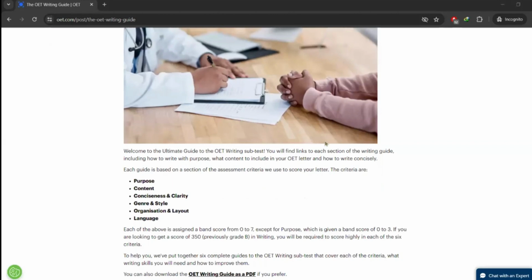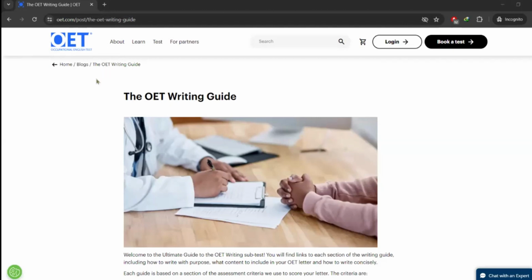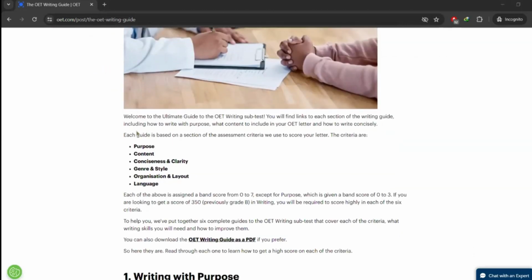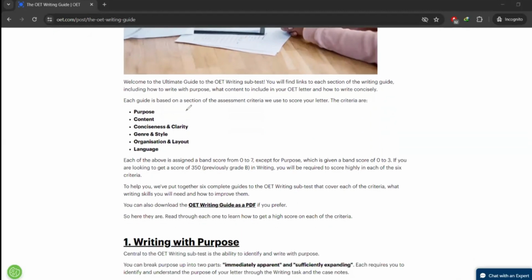Another one. So this is again from OET.com, the OET writing guide. Again, it is from the OET website, the most reliable source. Here we are being told that each guide is based on a section of the assessment criteria we use to score your letter. What is the criteria that your letter will be assessed on? Its purpose, content, conciseness and clarity, genre and style, organization and layout, and the language. As we have read before.